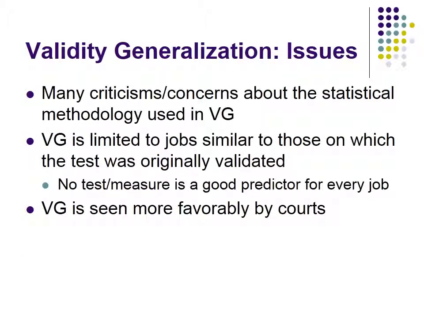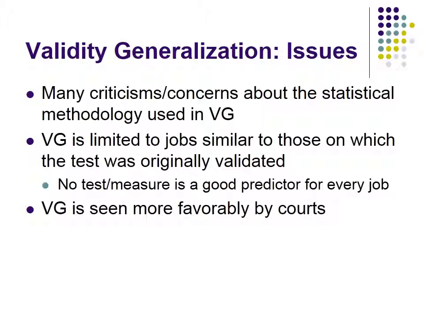So some of the issues with validity generalization: there are many criticisms concerned about the statistical methodology used in validity generalization. Validity generalization is using meta-analysis, which basically analyzes published studies. Well, studies that are published tend to be the studies that find very big or meaningful differences or effects. So if you're doing a meta-analysis of cognitive ability tests predicting performance, most of the studies that get published are going to be the ones that actually found that, which means that you're probably missing a lot of studies that didn't get published that may have found that it didn't affect performance in some certain situations.